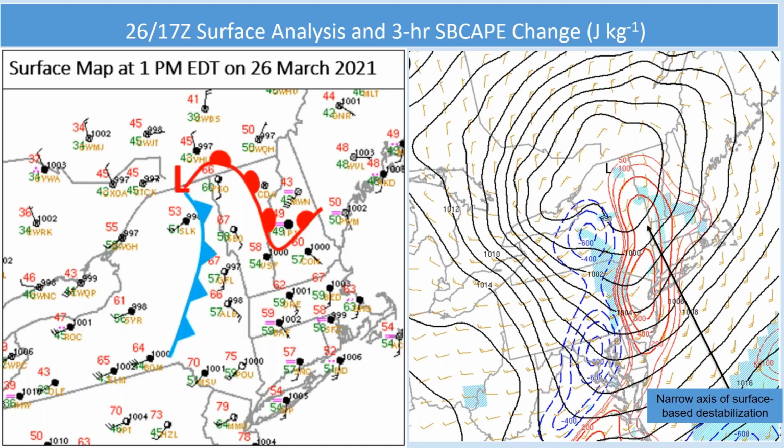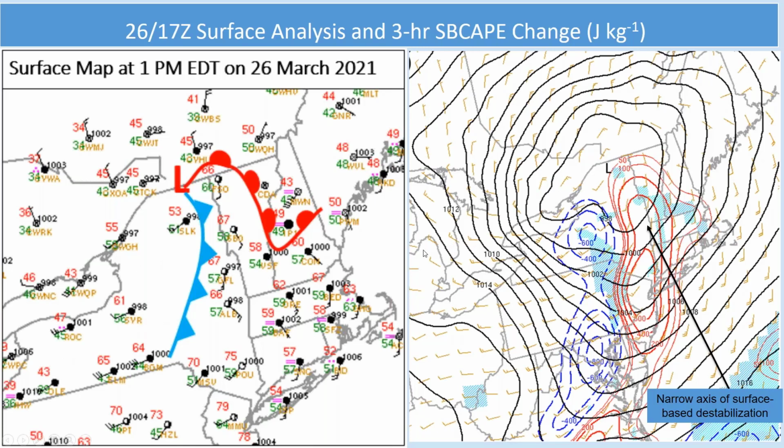So here's a look at the surface analysis. It was a rather narrow warm sector, and again, you can see temperatures in the warm sector had warmed into the mid to upper 60s with dew points in the upper 50s to around 60, and then some strong cold advection behind the cold front here across central and western New York.